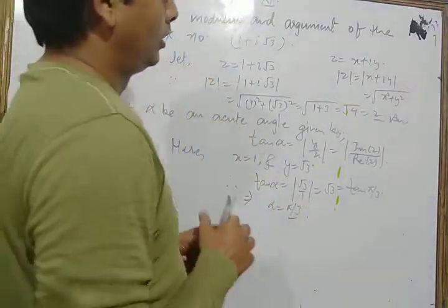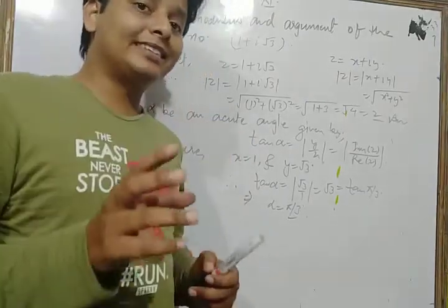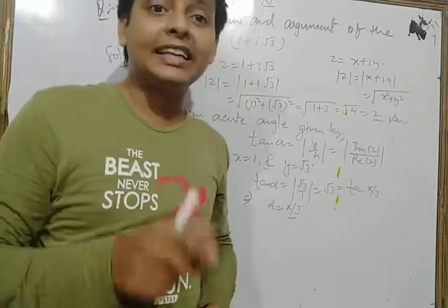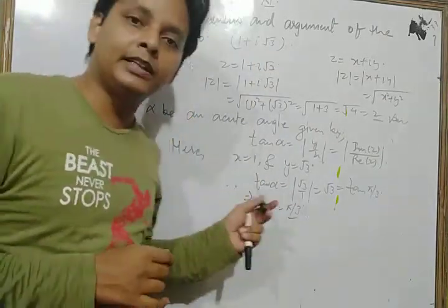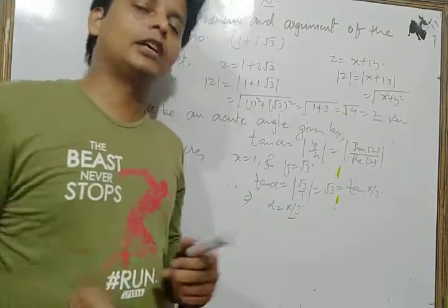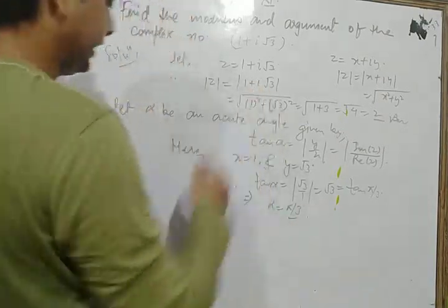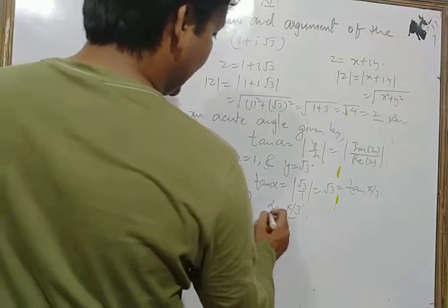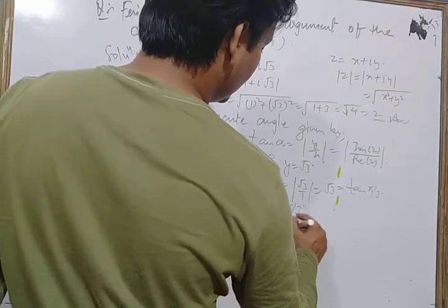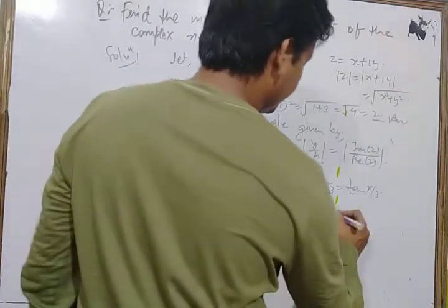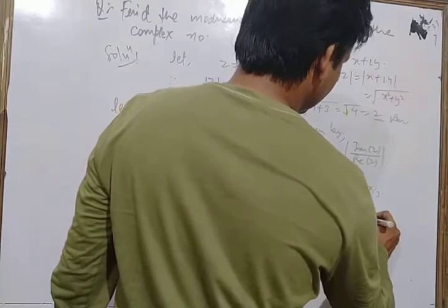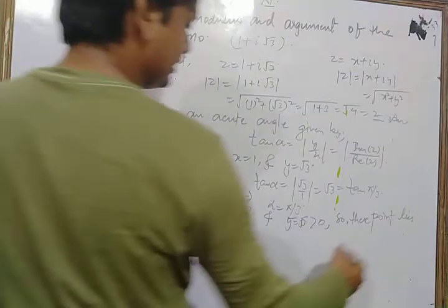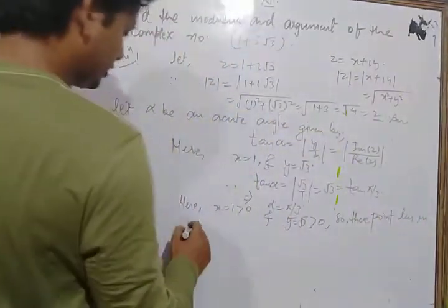Now we observe in which quadrant the point x, y of that complex number lies in its Argand plane. Then after, we find the argument of that complex number. So here x, that is 1, is greater than 0, and also y is equal to root 3, which is also greater than 0. So in which quadrant does this point lie? In the first quadrant.